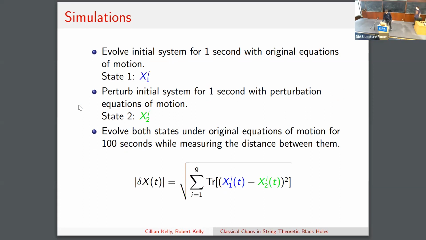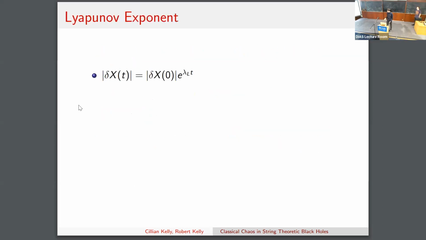And the distance we've defined as this metric here, so this delta x of t term, is just the square root of the sum of the squares of the difference in each spatial dimension of the two states here and there. And this is what we did for every single simulation we ran. And how would we find the Lyapunov exponent? Or how would we find that the system is chaotic?